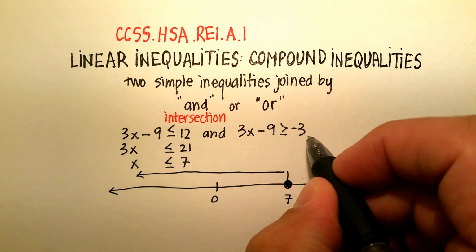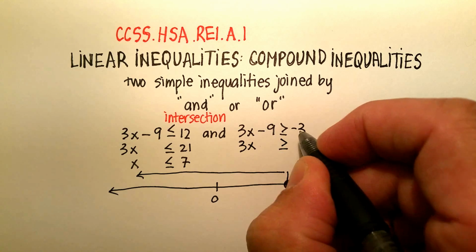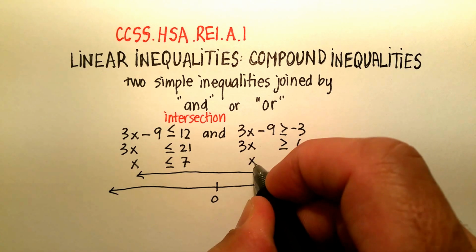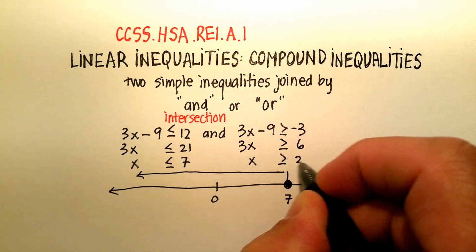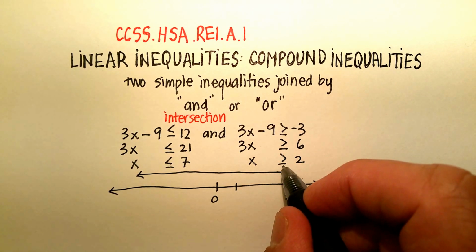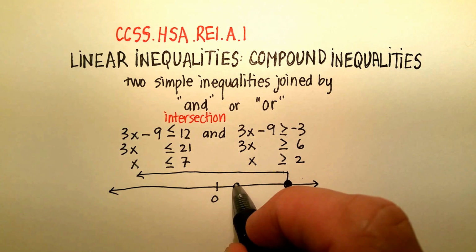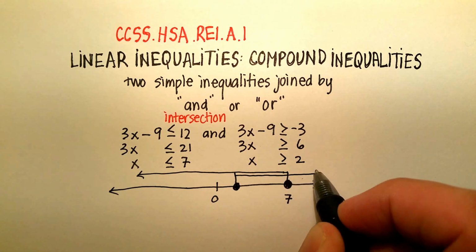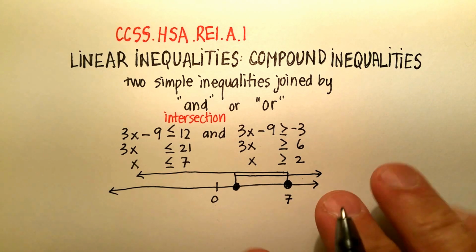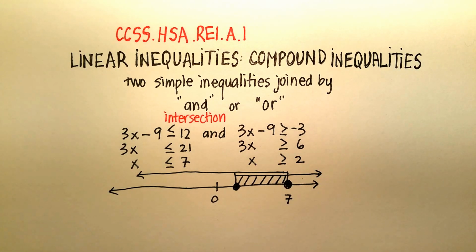Let me solve this one. Add 9 to both sides. I get 3x is greater than or equal to, adding 9 here makes that a positive 6. Divide by 3. I get x is greater than or equal to 2. Now I'm going to go right here for my 2. Again, it's going to be equal to, so I'm going to put a filled in circle there, and I'm going to follow the direction of the arrow. Let's go that direction. Now the and means intersect, so where the two answers overlap one another is my answer.